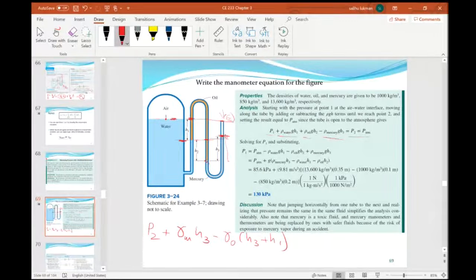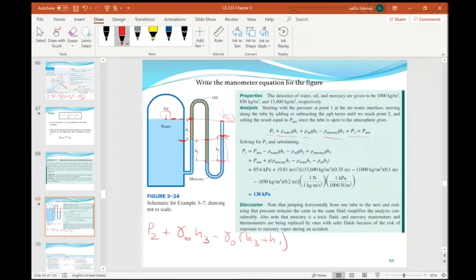So P2, when you rearrange it, P2 plus the pressure due to the mercury height, H3, is equal to the pressure here plus the pressure due to the water column, H1, and due to the mercury column, H2. Okay, so what we are looking for here is P1.